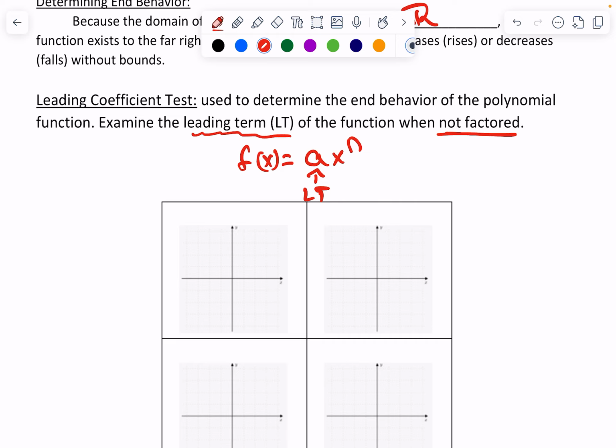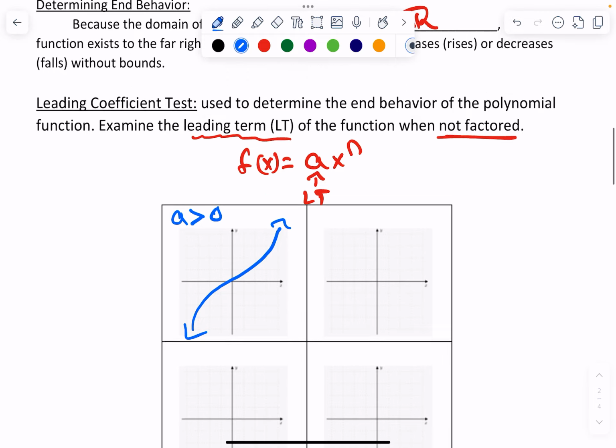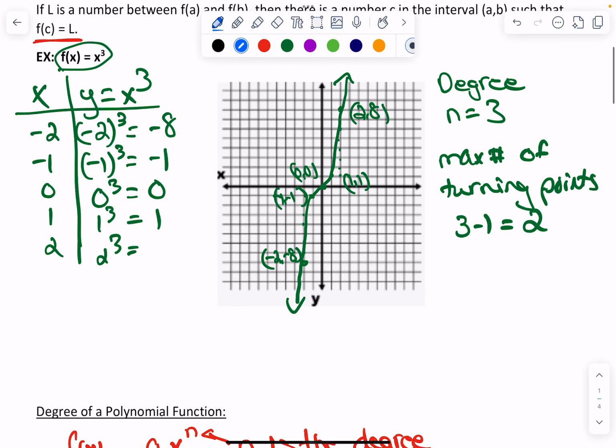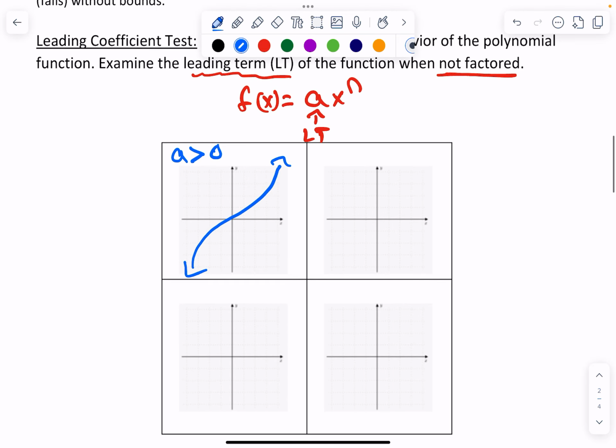Okay, so let's look at a few examples here. We're going to sketch them at the same time as we look at them. So our first one is going to look something like this. Now, what this has is, so the leading term is greater than 0. And if we look at this and compare it to the one that we just graphed, they look very similar. Our degree in the example is 3, so here n is odd.